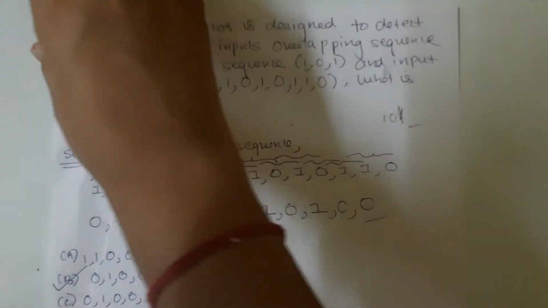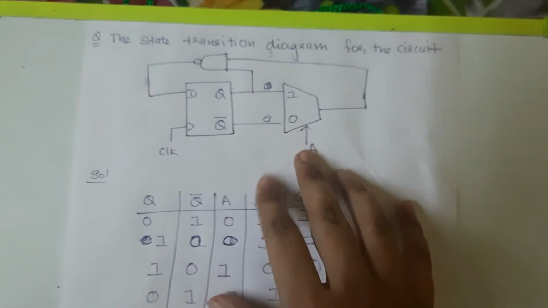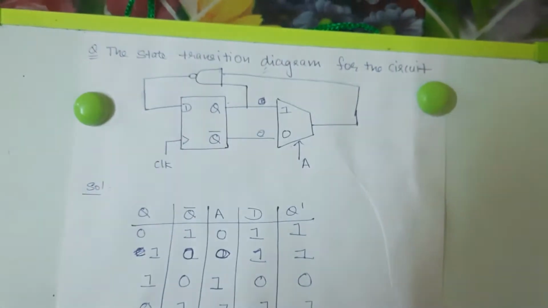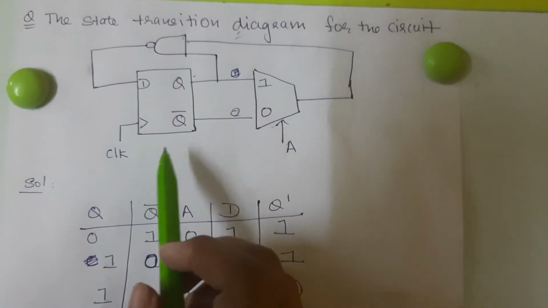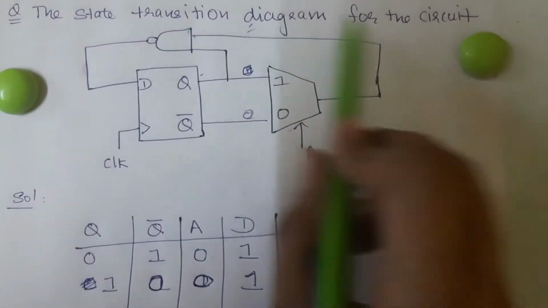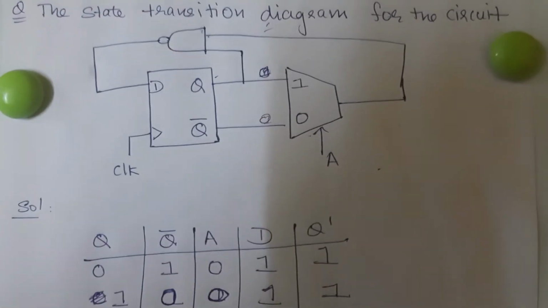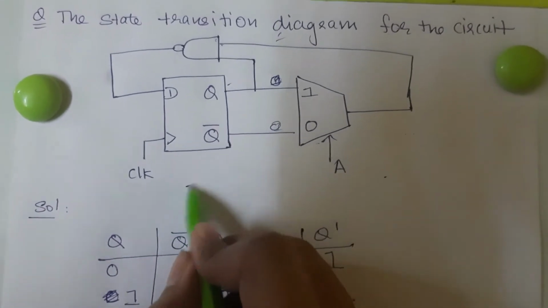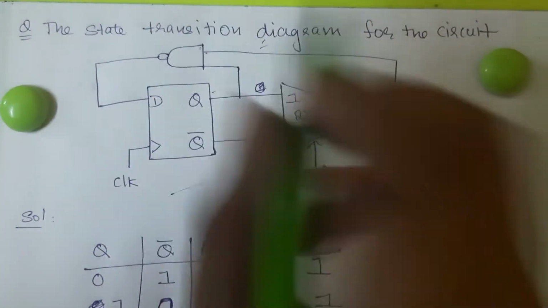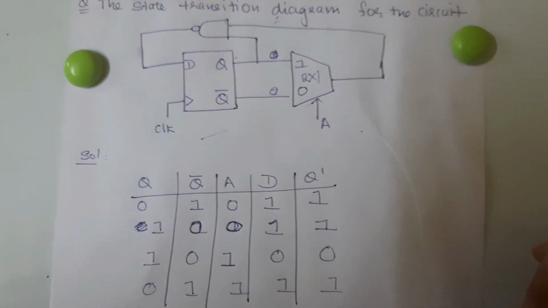Now let's see another question. This is a bit of a different question. We are asked to find the state transition diagram of the given circuit. Now in the circuit here we have a D flip-flop, a 2:1 MUX and a NAND gate. So basically let's draw the truth table first.